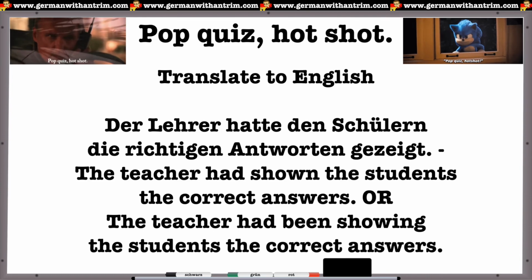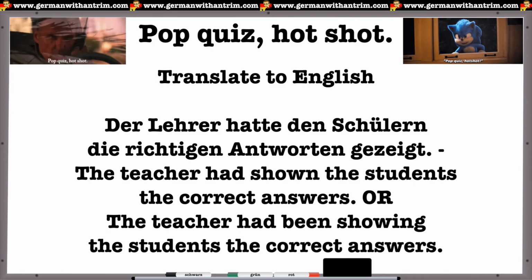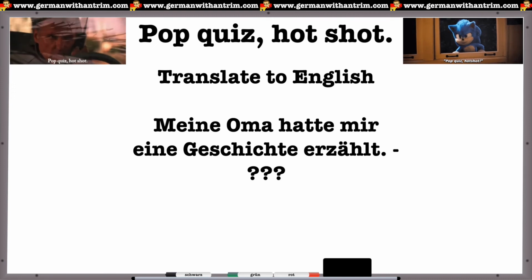This time we have two options. The teacher had shown the students the correct answers, or the teacher had been showing the students the correct answers. Der Lehrer hatte den Schülern die richtigen Antworten gezeigt. How about this sentence? Meine Oma hatte mir eine Geschichte erzählt.